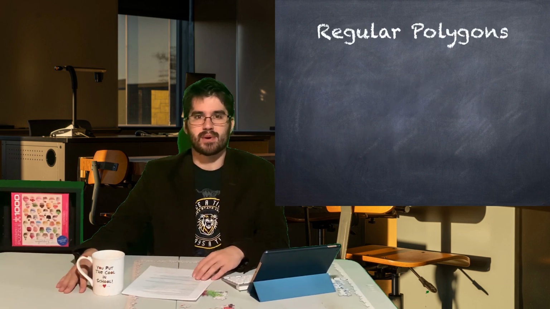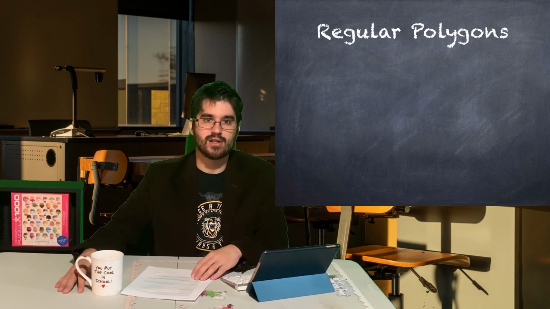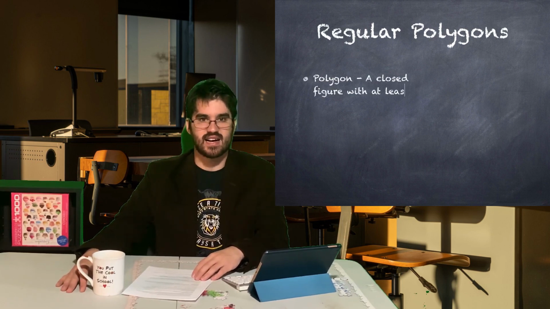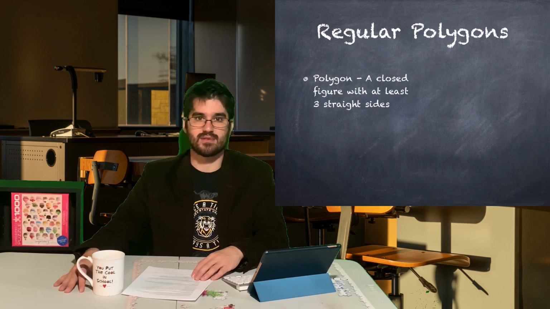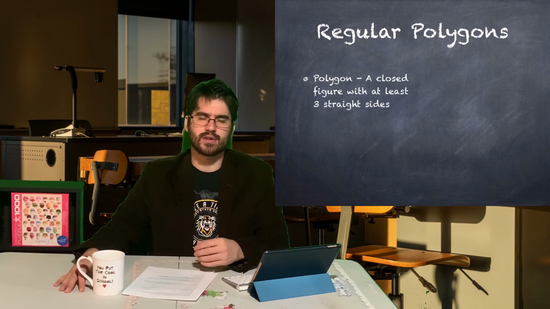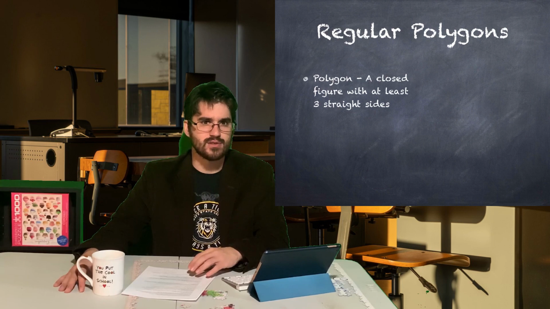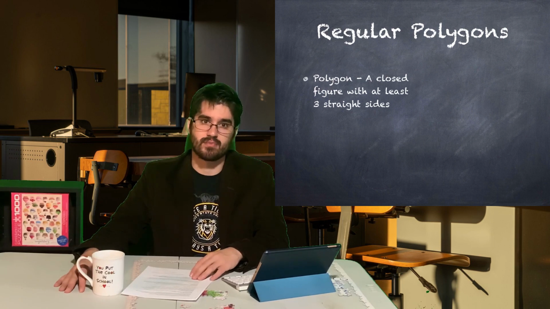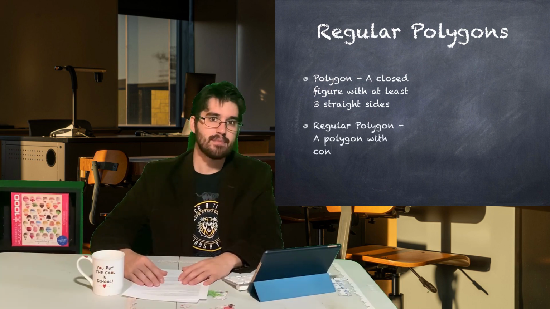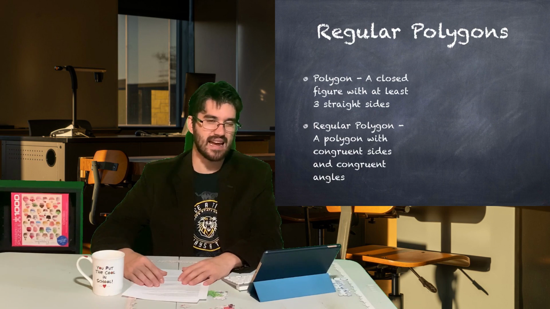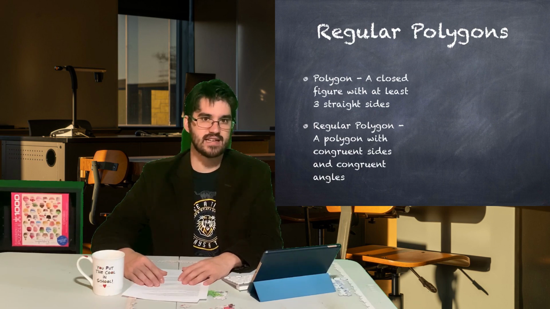So first, let's talk about what a polygon is. A polygon is a closed figure with at least 3 straight sides. That means there can't be any gaps, no waves, no bends, no circular segments. Squares, triangles, pentagons, everything we've discussed so far this year, those are all polygons, not circles. A regular polygon, though, is any polygon whose sides are congruent and whose angles are congruent. Every side needs to be the same length, every angle needs to have the same measure.